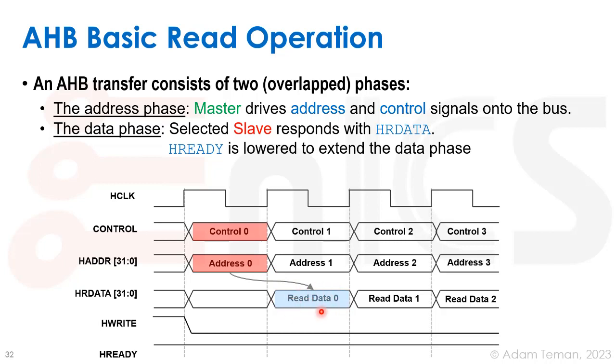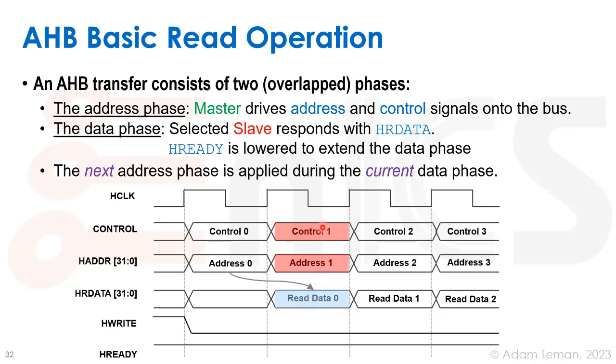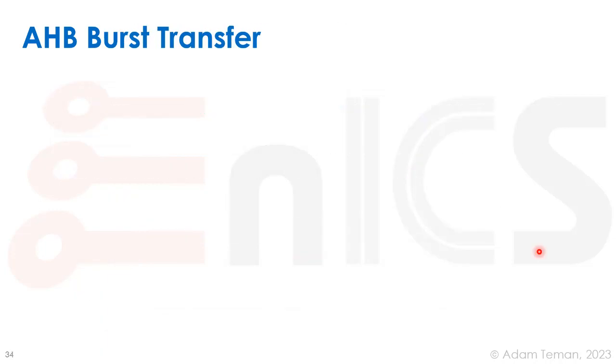However, at the same time that's happening, we don't have to wait for an enable and then provide the next control and address. We can already overlap this and provide the next control and address on the control and address buses driven by the master. And therefore, we can already receive the next read data on the next clock cycle. So that's how we overlap or pipeline the different signals, and we're able to get double the bandwidth that we could get with APB. In addition, we have, as we mentioned before, burst transfers.